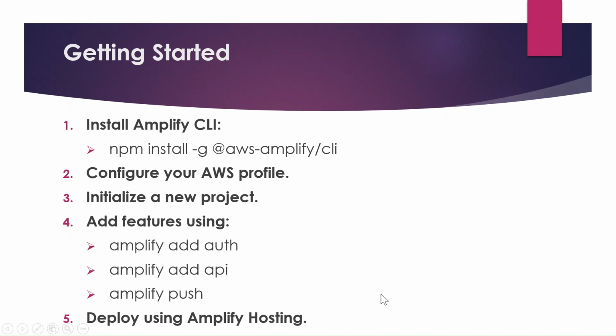Now let's see how to get started with Amplify and what commands are used. Firstly, we need to install the Amplify CLI with the command npm install -g @aws-amplify/cli. This will help set up the AWS Amplify command line interface. It's a tool that lets you manage your Amplify from your computer.